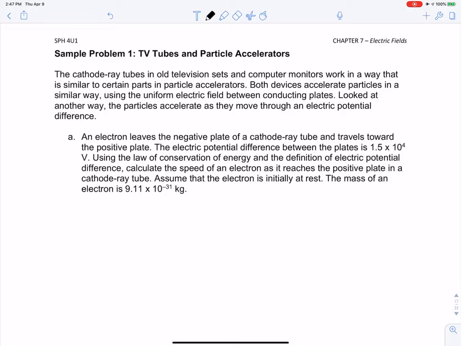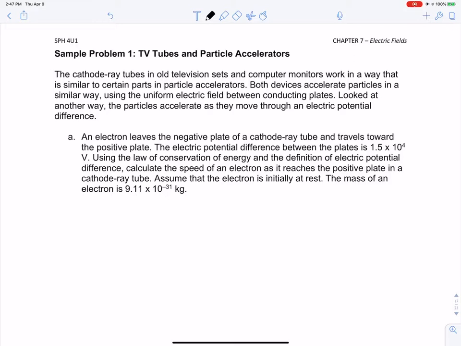We'll look at TV tubes and particle accelerators. The cathode ray tubes in old television sets and computer monitors work in a way that is similar to certain parts in particle accelerators. Both devices accelerate particles in a similar way, using the uniform electric field between two conducting plates. Looked at in another way, the particles accelerate as they move through an electric potential difference.